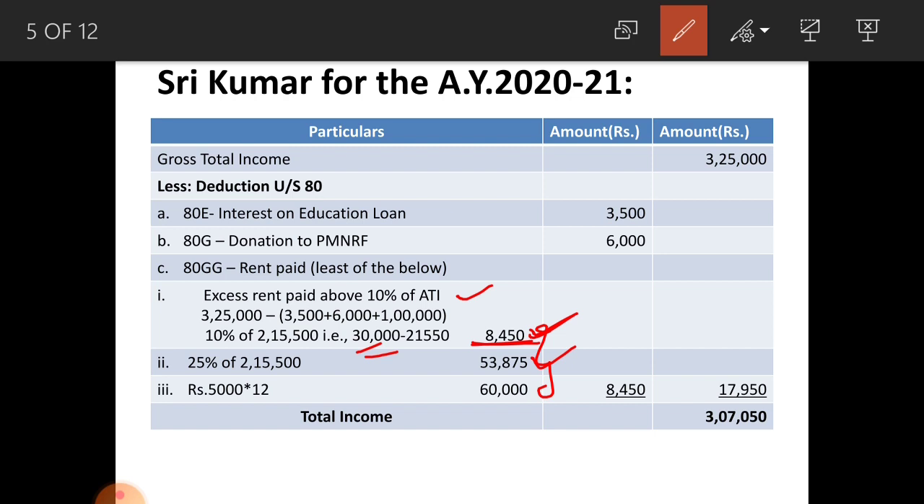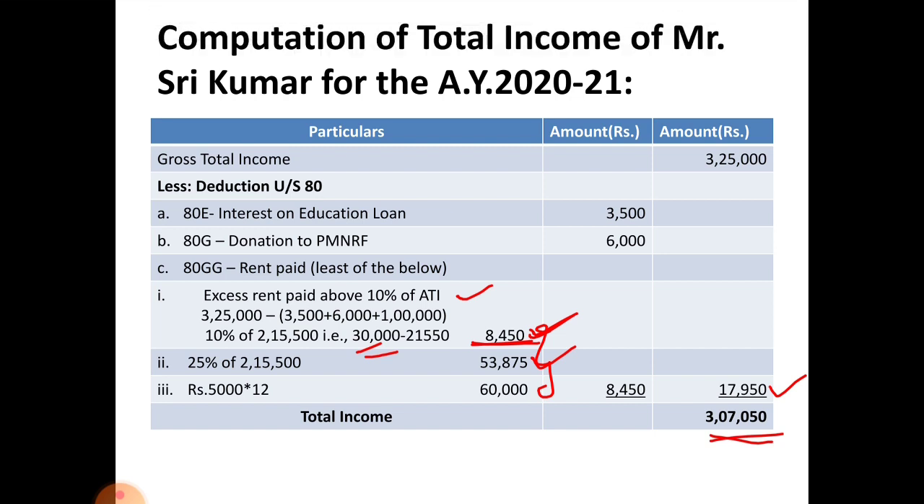So the total deduction under section 80 amounts to rupees 17,950. When you deduct this amount from gross total income, you get total income as 3,07,050 rupees. So this is the total taxable income of Mr. Kumar. This type of problem may come for 6 marks in your final exam. Let us solve one more problem.